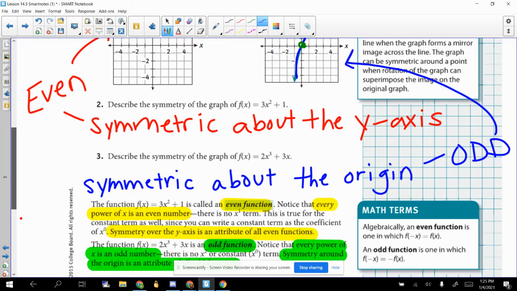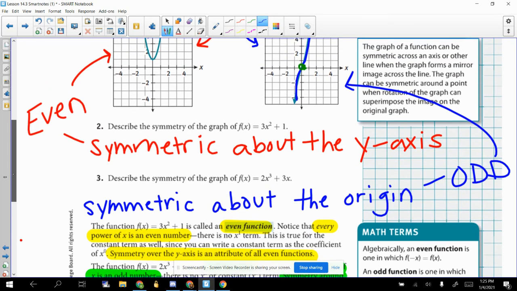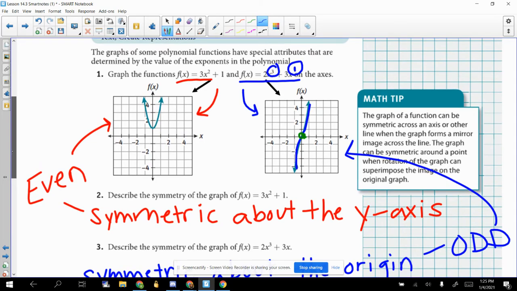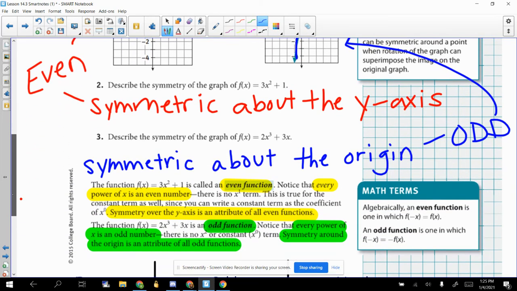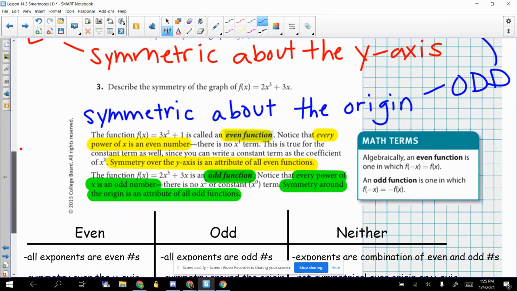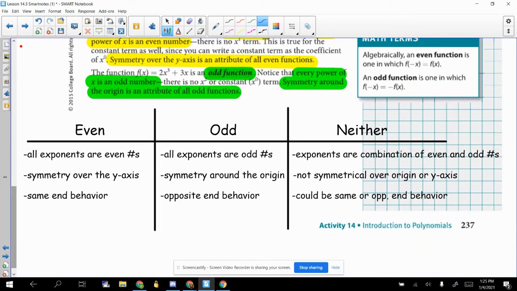Okay, so now we can kind of tell, okay, graphically, we know what the symmetry should look like. And looking at the equation, we know what the exponents should look like to determine whether it is an even or odd function. Okay, so this part down here is super important.